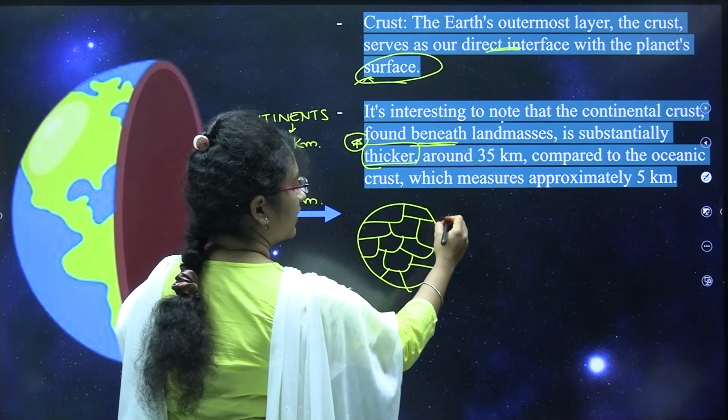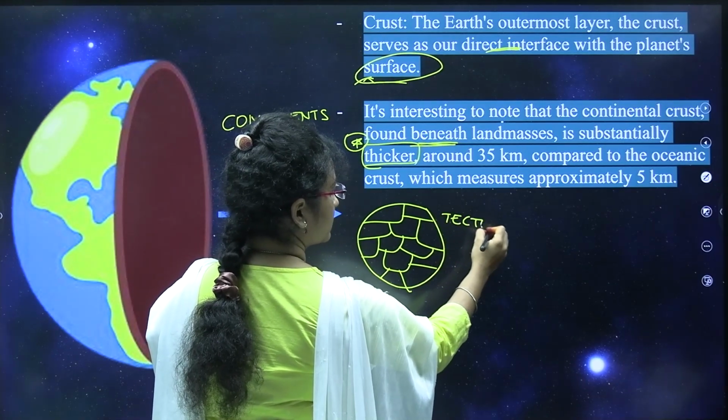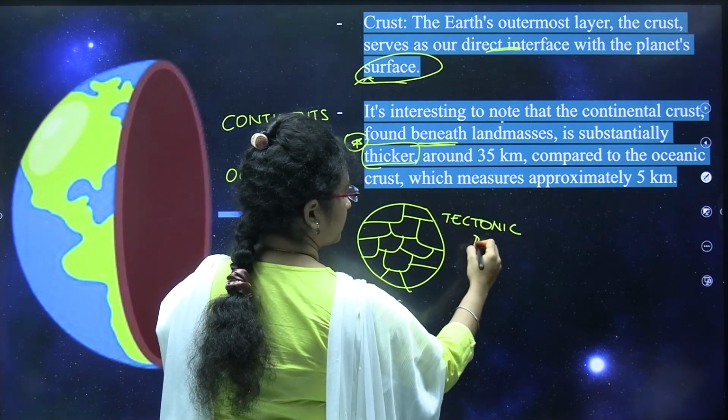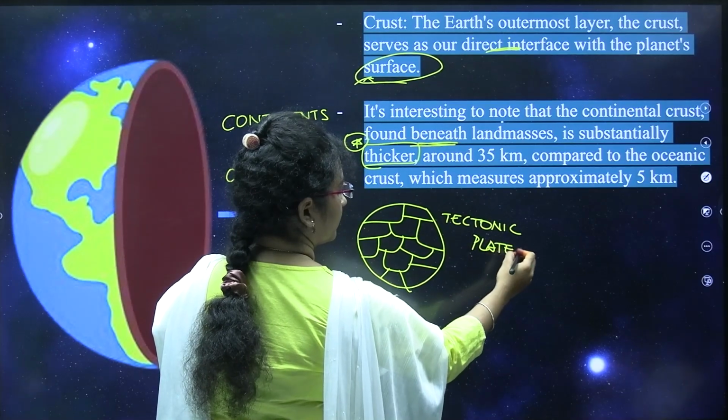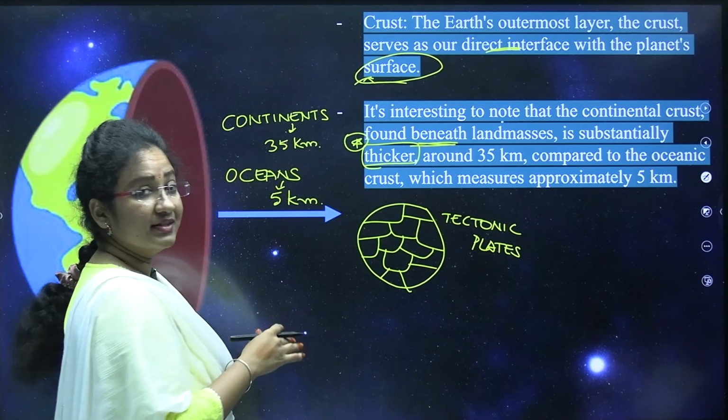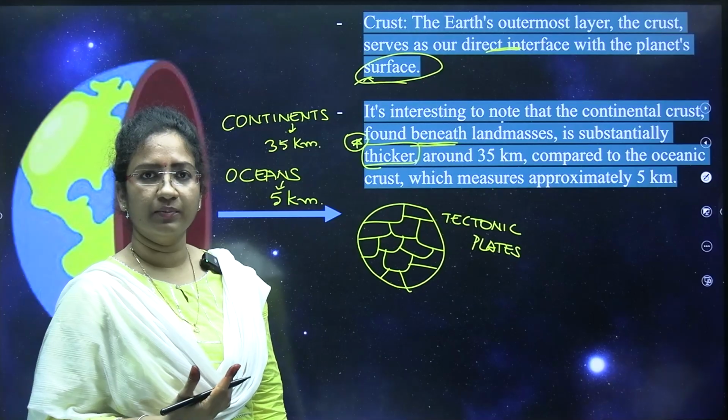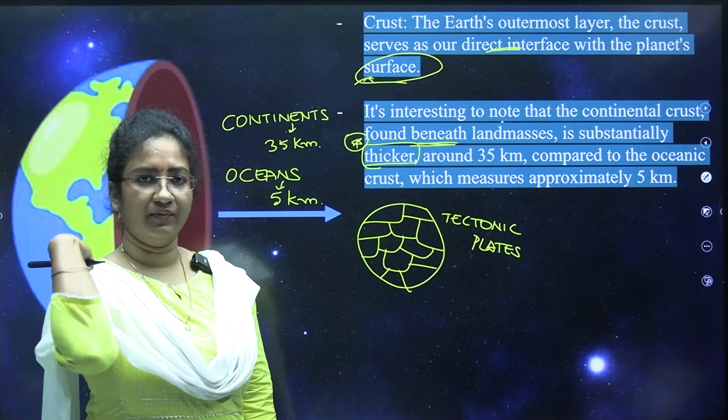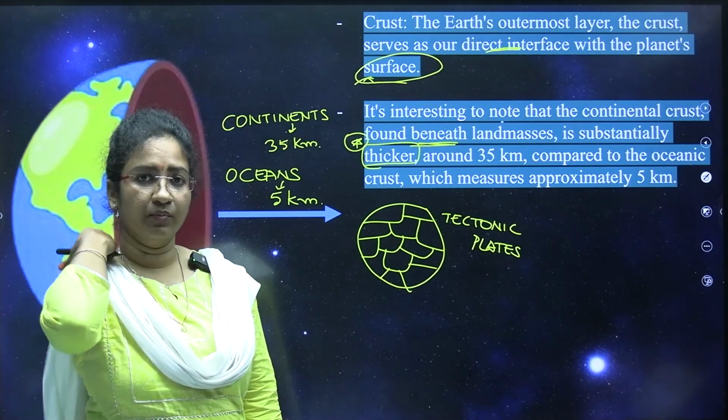So in this way, it is divided into different plates. These are known as tectonic plates. Right, and these tectonic plates are continuously on the move. They always move to maintain that equilibrium. It will be always moving.